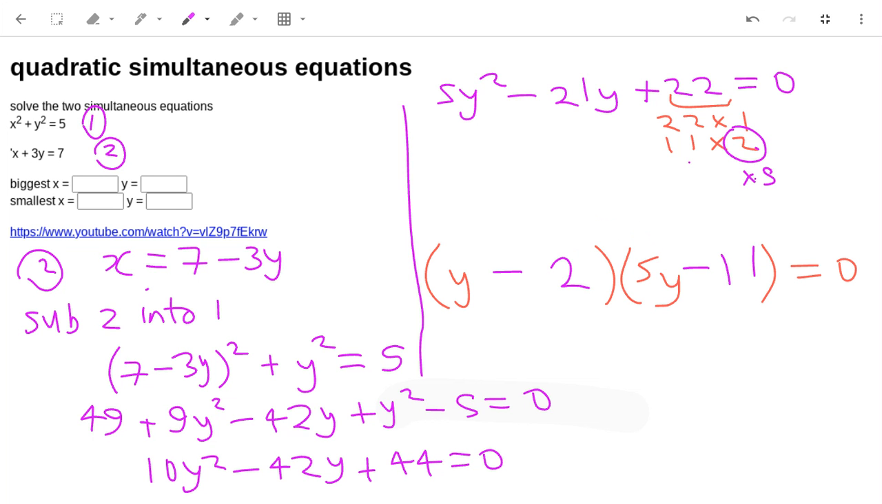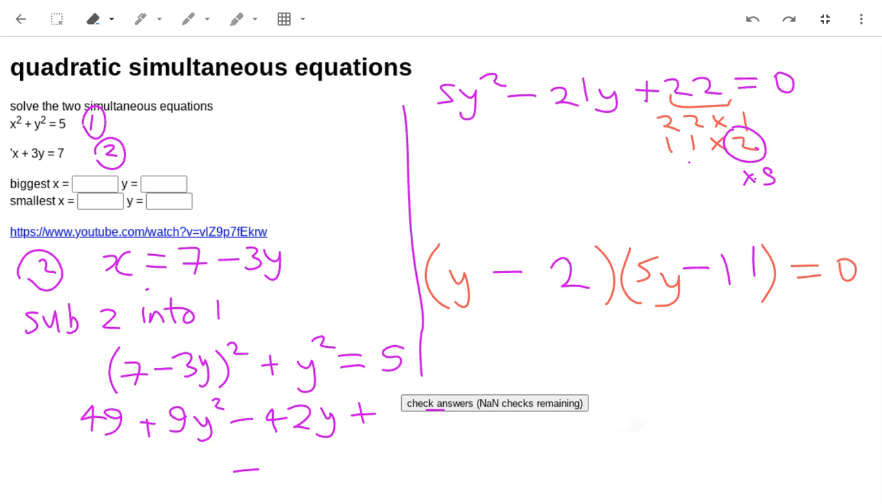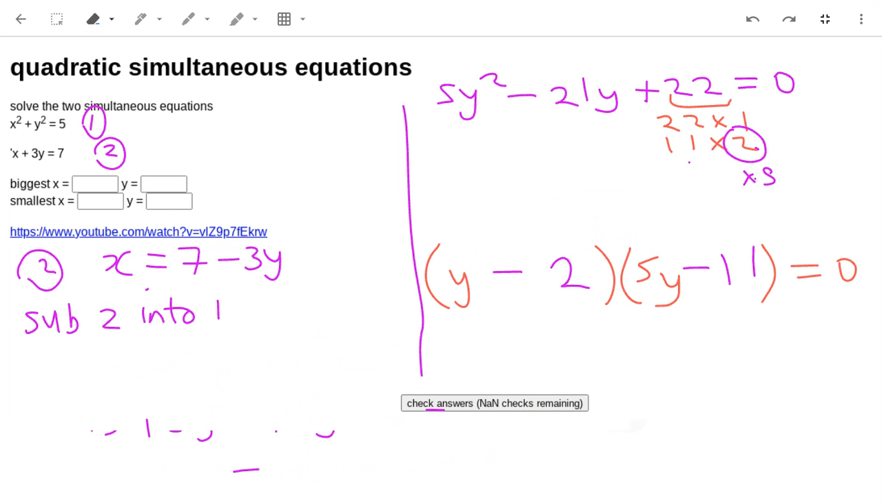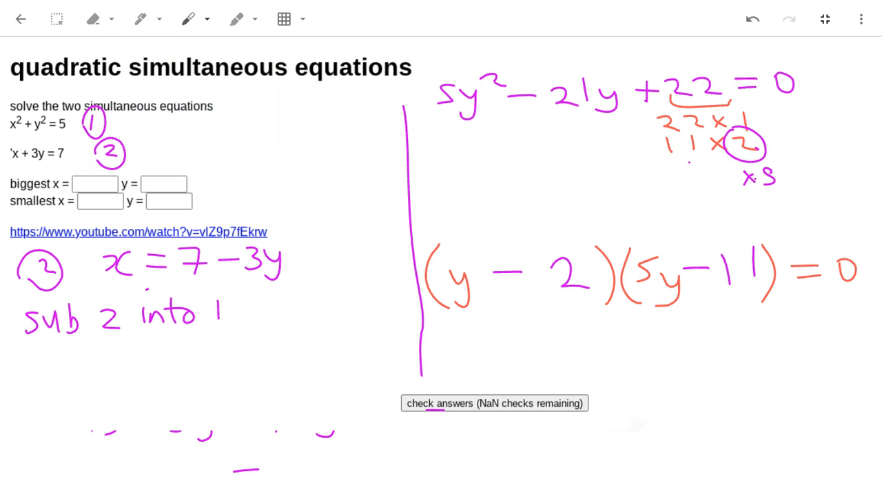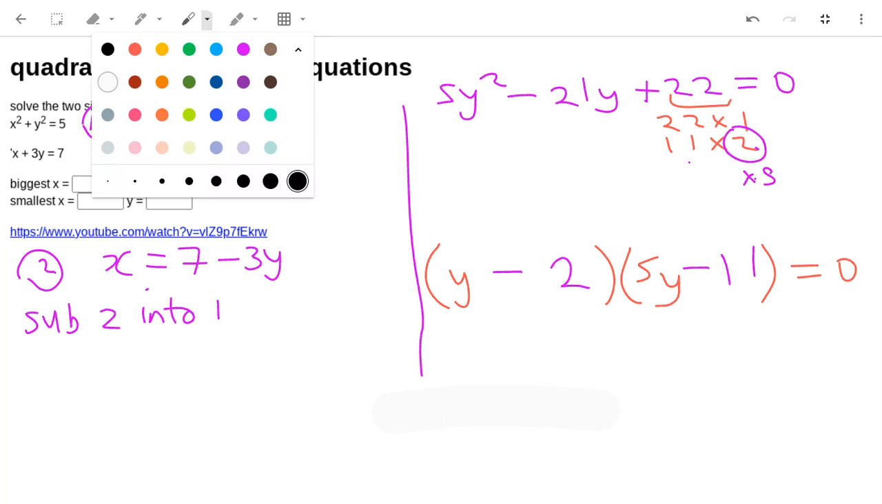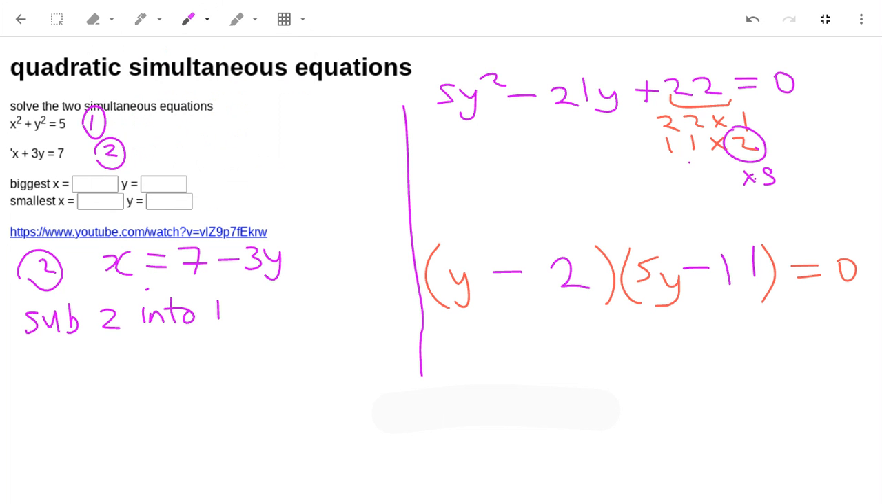Now let's just check that that works. I've got 5y squared plus 22, minus 10 minus 11, and those two add to make minus 21. So now I have the solutions to the equation in y. Oh dear, I shouldn't have put that there. Let me just get rid of that again. So y equals 2 and y equals 11 over 5.